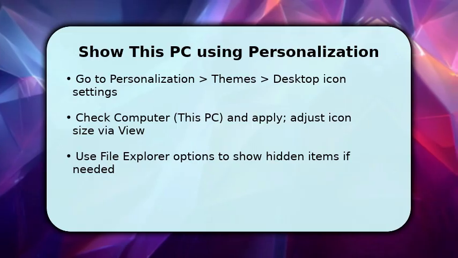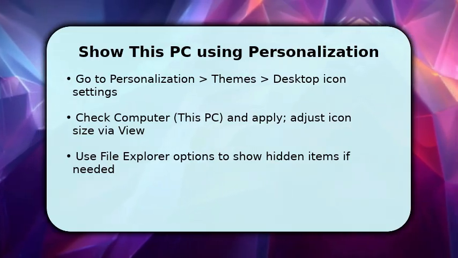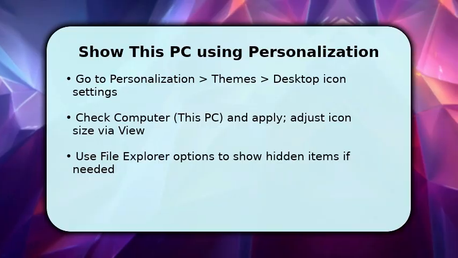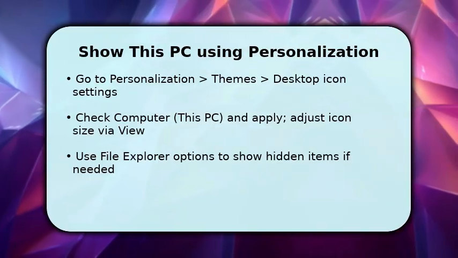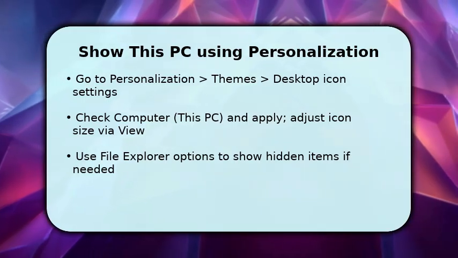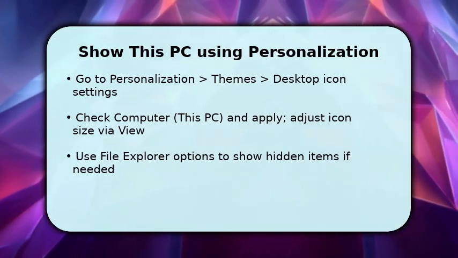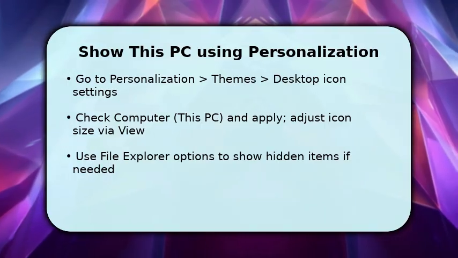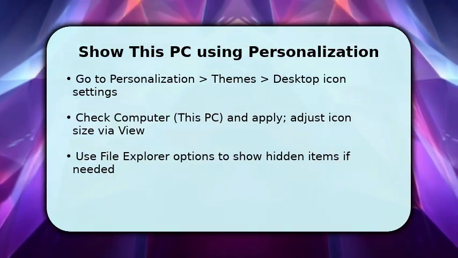Once done, make sure icon sizes and spacing suit your workflow by right-clicking the desktop and selecting View. If you can't see files or system icons, open File Explorer options and enable showing hidden files and protected operating system files to reveal anything missing.